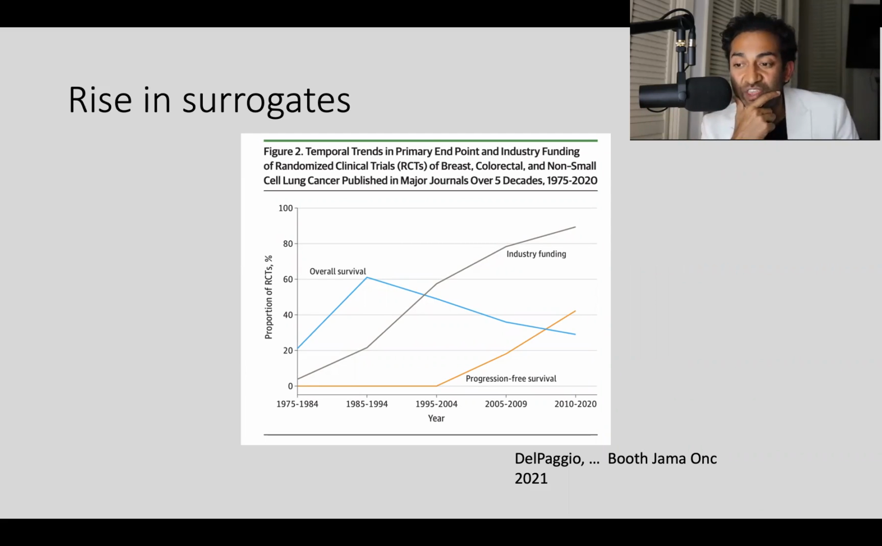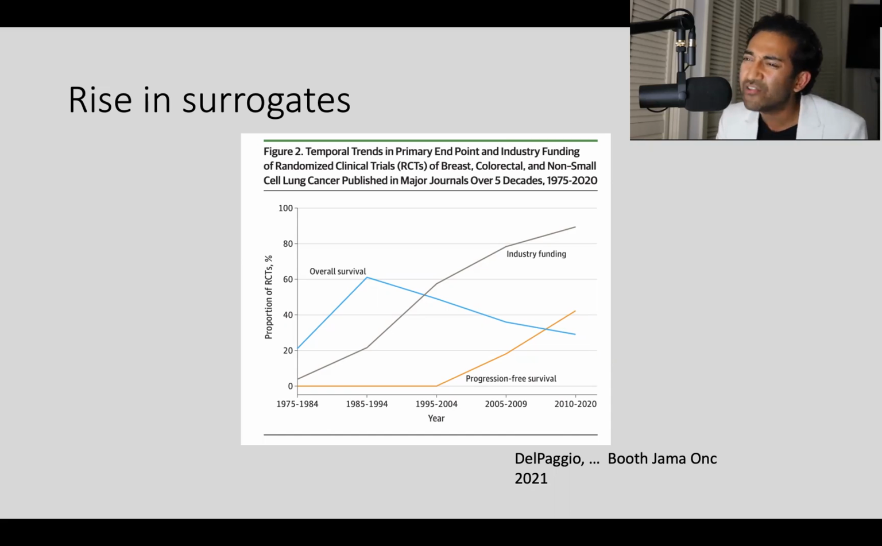This is, of course, a figure from a paper by Joey Del Paggio, led by Chris Booth, that I'm lucky to be a part of in HemeOncology. It shows you that overall survival used to be the primary endpoint of randomized controlled trials in this business de jour in the heyday of 85 to 94, back when oncologists were giants. But of course, it has diminished in popularity and been replaced by progression-free survival. Strangely, that went along hand in hand with funding from the biopharmaceutical industry.